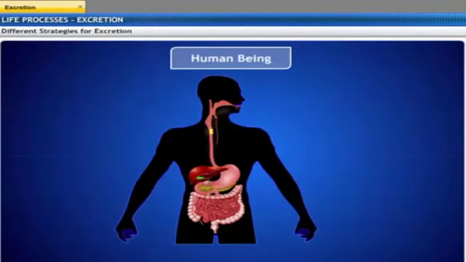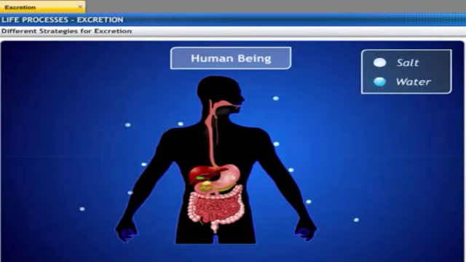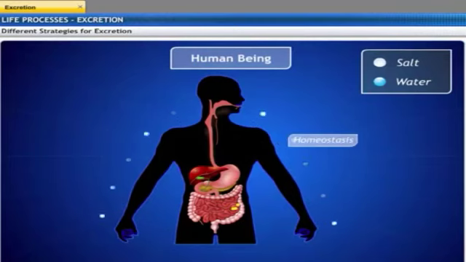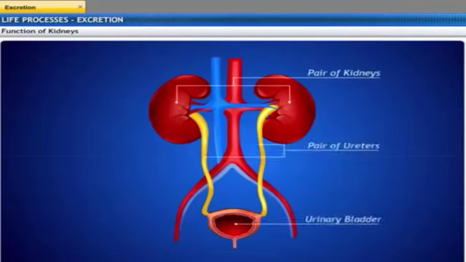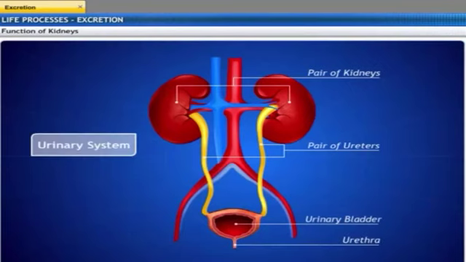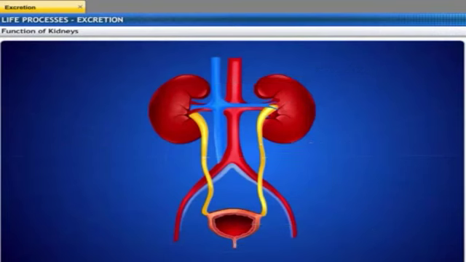Human beings, highly developed organisms, use various strategies for excretion. Humans also release waste in the form of salt and water through the skin. In human beings, the main nitrogenous waste is urea. First, we study the human excretory system. Humans contain a pair of kidneys, a pair of ureters, the urinary bladder, and the urethra. That is the urinary system or excretory system in human beings.